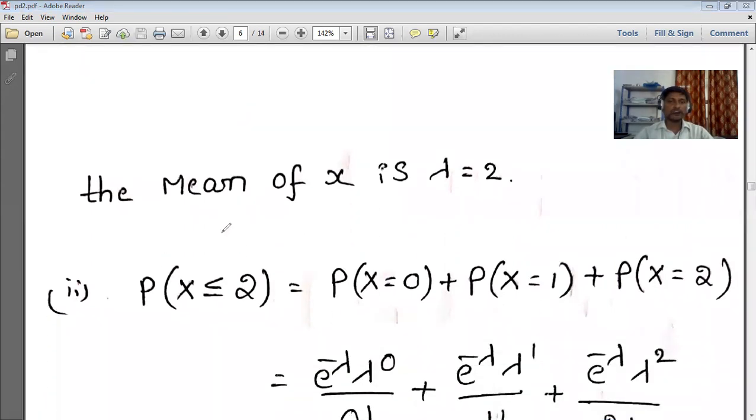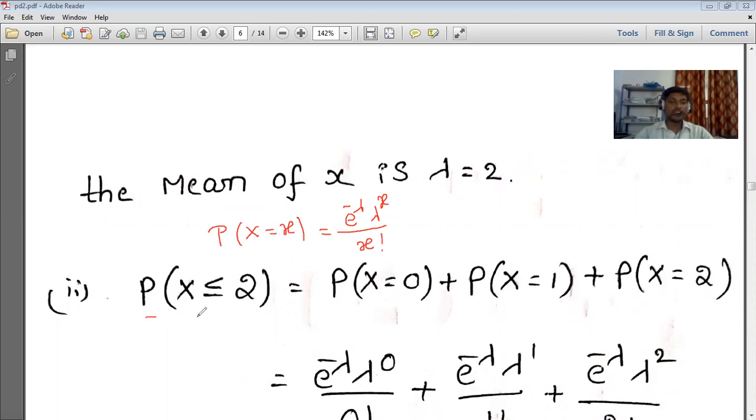So first, the Poisson distribution we are using. That is nothing but P(X = x) = e^(-λ) λ^x / x!. So this one we are using for all the problems. Here it is e power minus lambda power x by x factorial.